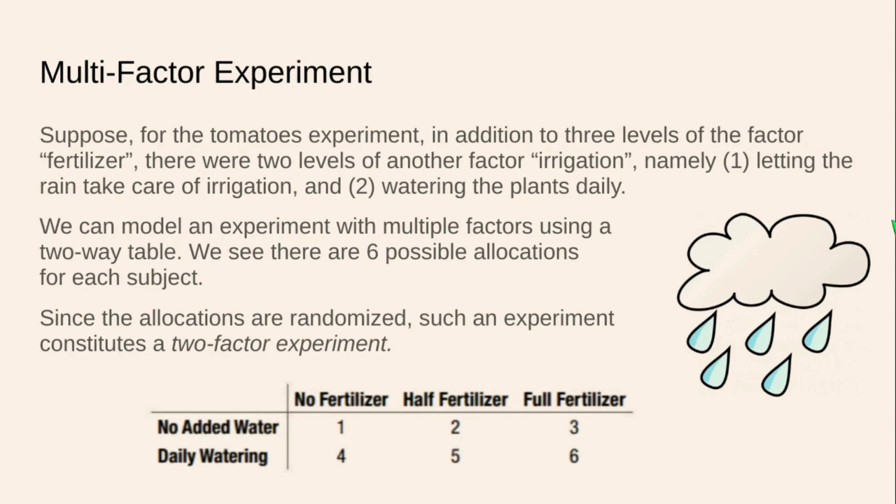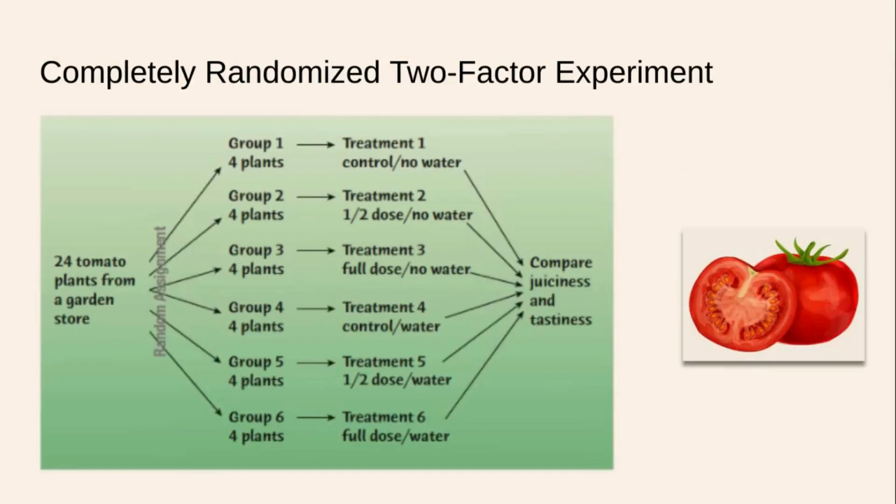We have one factor is the fertilizer, and that has 3 levels. And the other factor is the irrigation. We say no added water versus daily watering. And we see that there are 2 times 3 equals 6 different groups. So there are 6 different groups of individuals here that we're going to need to consider. We're going to need to divide up our sample into those groups. So here's how we could do it.